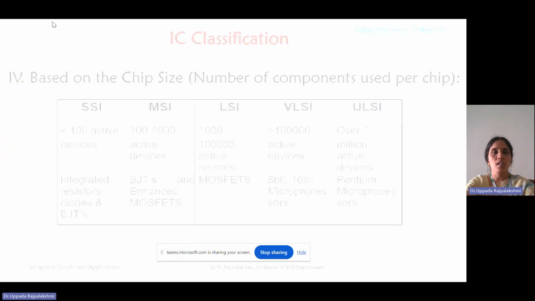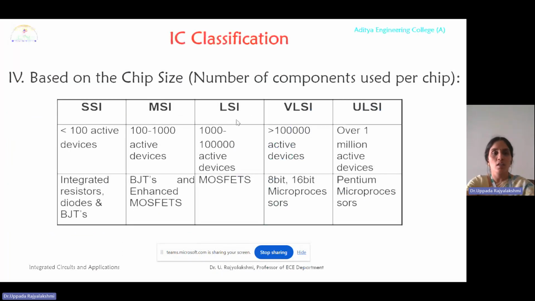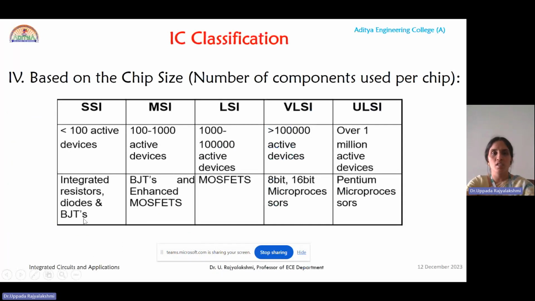And if you see SSI, here you are using integrated resistors, diodes and BJTs. In medium scale integration, the elements generally used are BJTs and enhancement MOSFETs. And in LSI, large scale integration, MOSFETs are used. And in VLSI, 8-bit or 16-bit processors can also be utilized. And similarly for ULSI, ultra large scale, 32-bit processors can be developed.